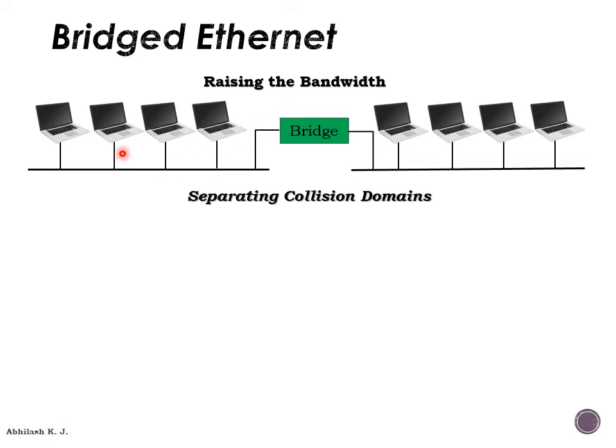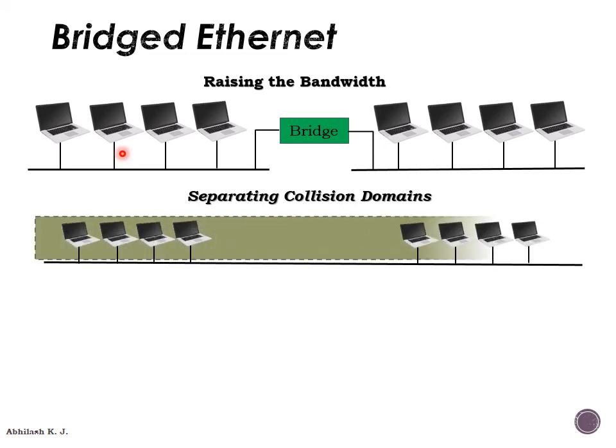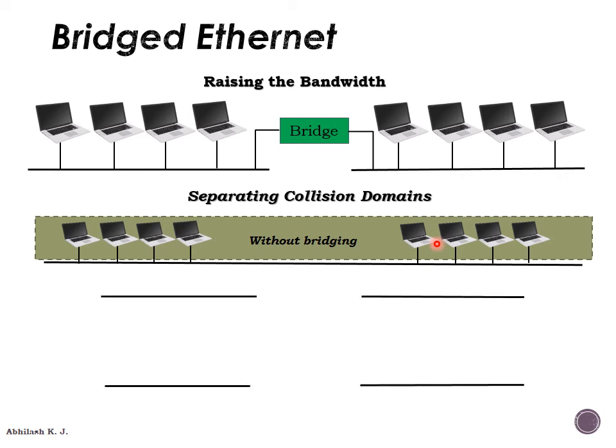At the same time, the second advantage of having the bridged network is in terms of separate collision domains. In the unbridged situation, all the 8 stations are making use of the same channel. Because of that, all will be in the same collision domain. So if any one or two of the stations are involved in a collision, all the 8 stations will be affected by the collision. This is the unbridged situation, or without bridging situation.